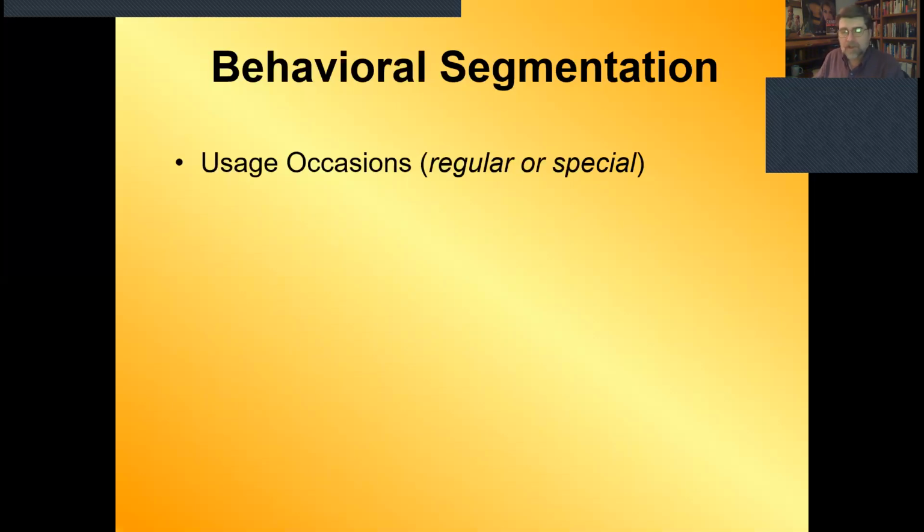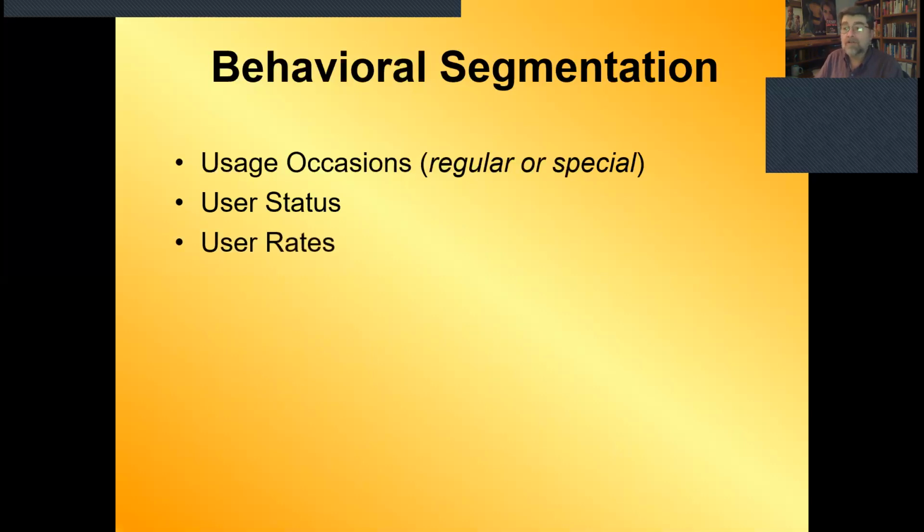And not just for champagne and beer, but for other types of products as well. User status: are they current users, lapsed users, occasional users? Or maybe they've never tried the product. So we might want to look at those different groups.